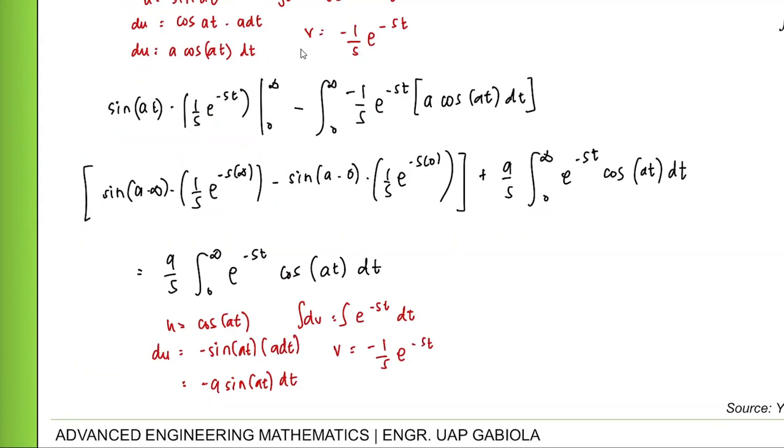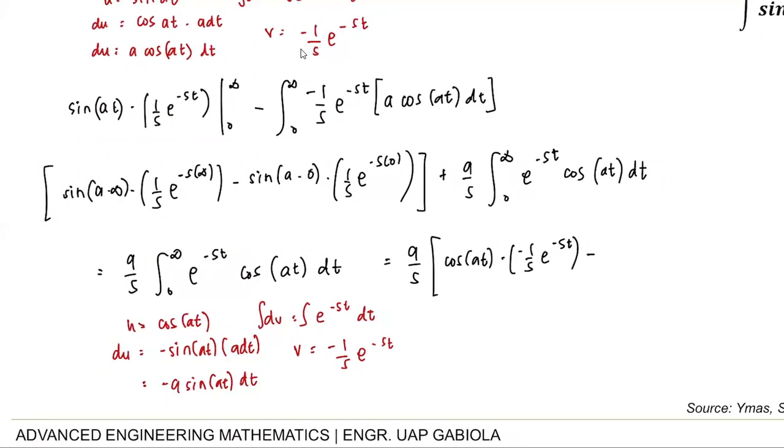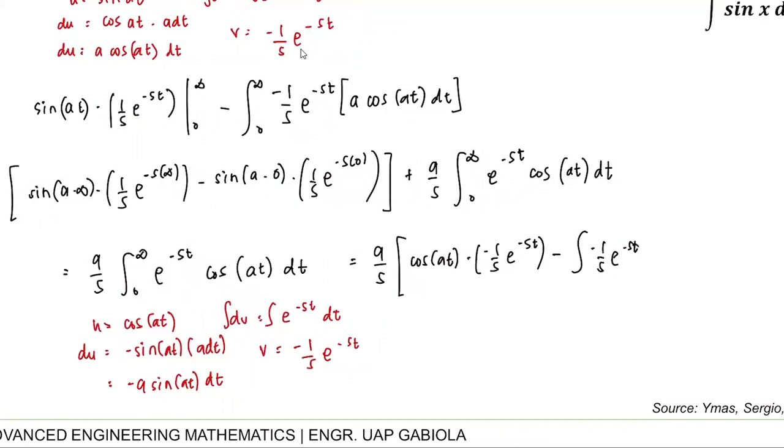Okay? So when we substitute that, sa formula ni integration by parts, that will be u times v. So cosine of at times v, which is negative 1 over s e^(-st), minus v du, which is negative 1 over s e^(-st), and then du, so multiplied by negative a, so negative a sine at dt.